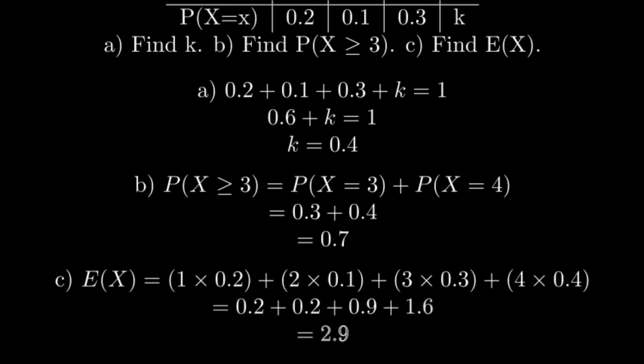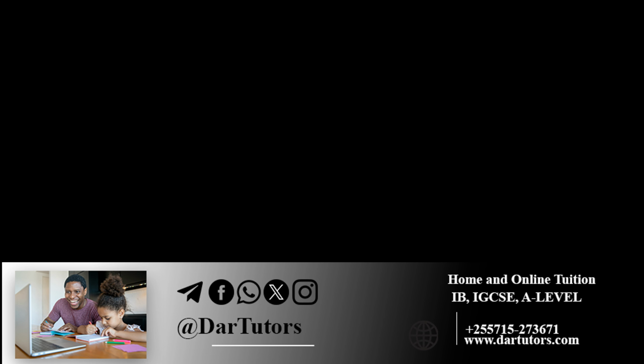Part C, find the expected value E(X). We use our formula, multiply each X value by its probability, and sum them up. That's 1 times 0.2 plus 2 times 0.1 plus 3 times 0.3 plus 4 times 0.4. Adding these products, 0.2, 0.2, 0.9, and 1.6, gives us an expected value of 2.9. Excellent. Let's try one more, a problem where we have to build the distribution from scratch.